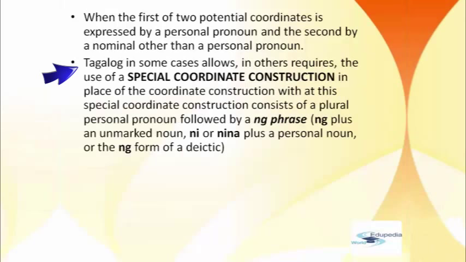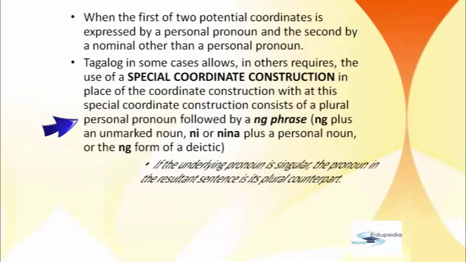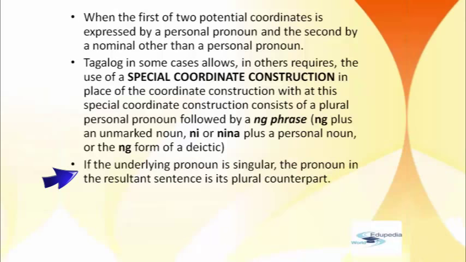Tagalog in some cases allows, in other cases requires, the use of a special coordinate construction in place of the coordinate construction with at. This special coordinate construction consists of a plural personal pronoun followed by a noun phrase, namely an unmarked noun, ni or nina plus a personal noun, or the noun form of a deictic. If the underlying pronoun is singular, the pronoun in the resultant sentence is its plural counterpart.